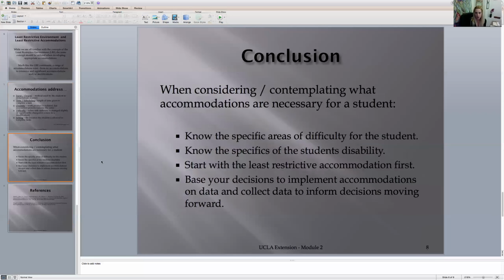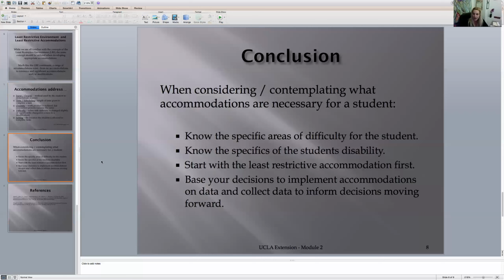So in conclusion, when considering what accommodations are necessary for the student, the nice thing about this is that many of these are already going to be designated for you. If a student has an individual education plan, you will actually be able to flip through the IEP in conjunction with the education specialist and see the list of accommodations and modifications that that student is to receive. But this kind of gives you an idea of how education specialists come up with accommodations and modifications for students.